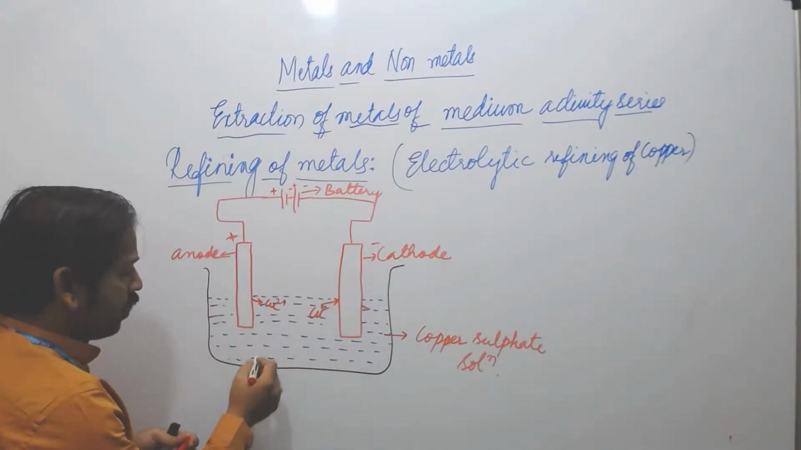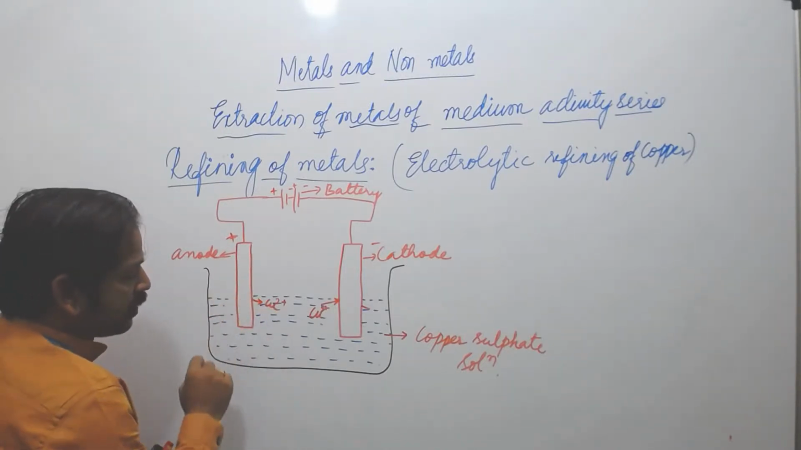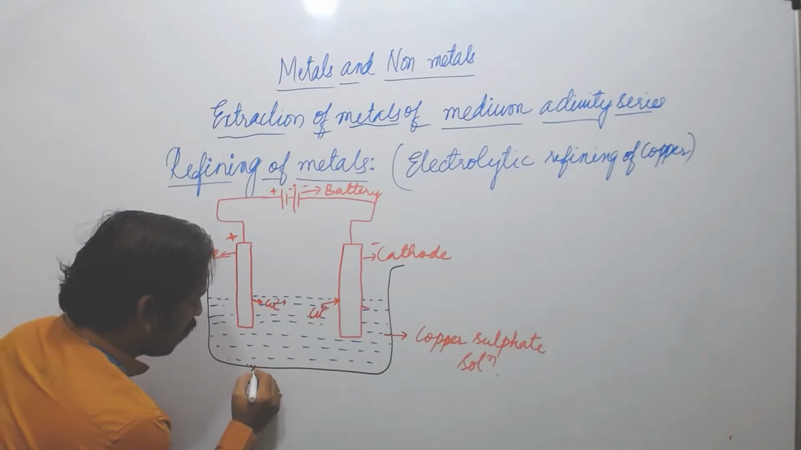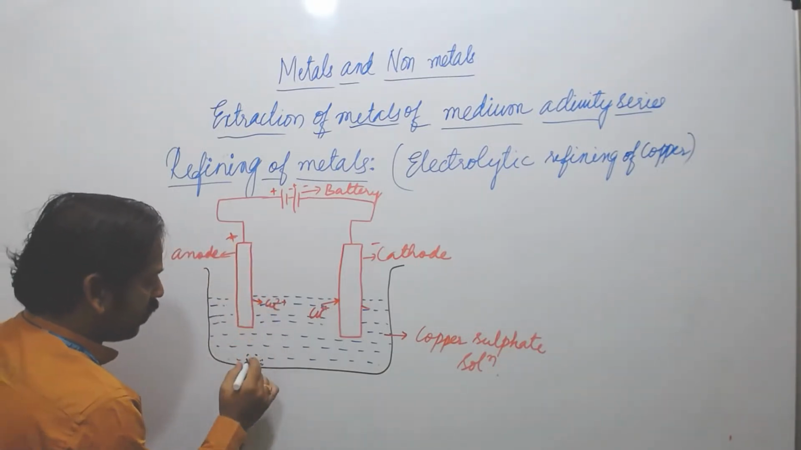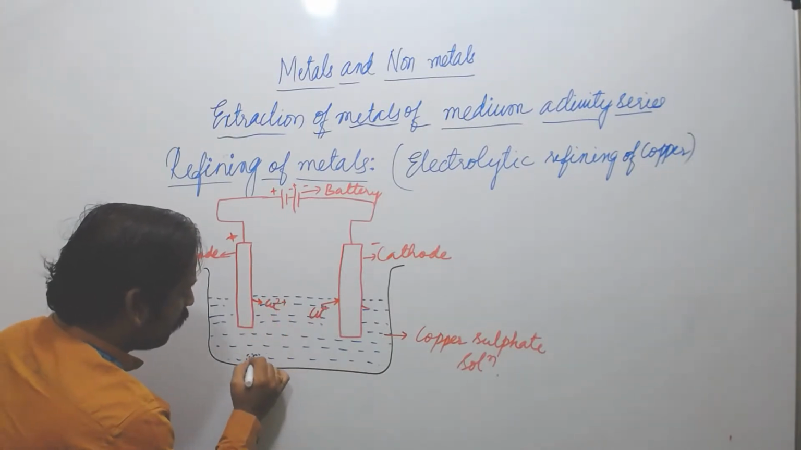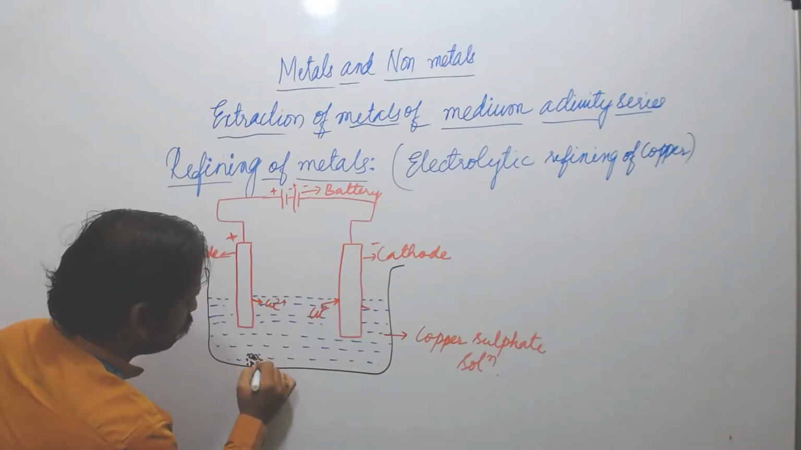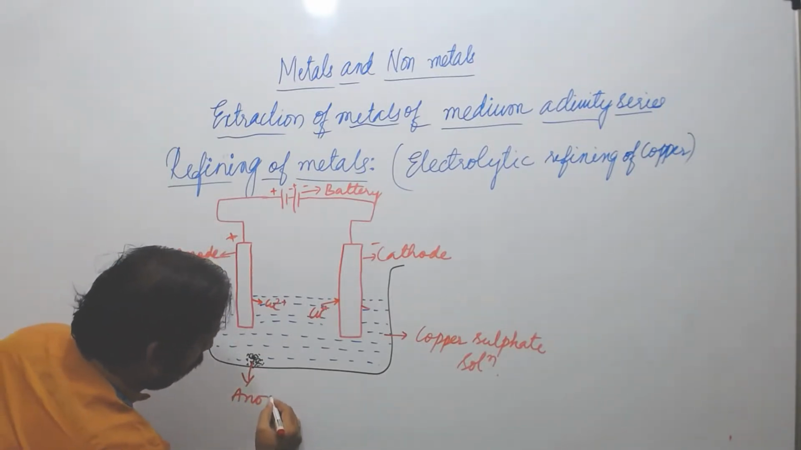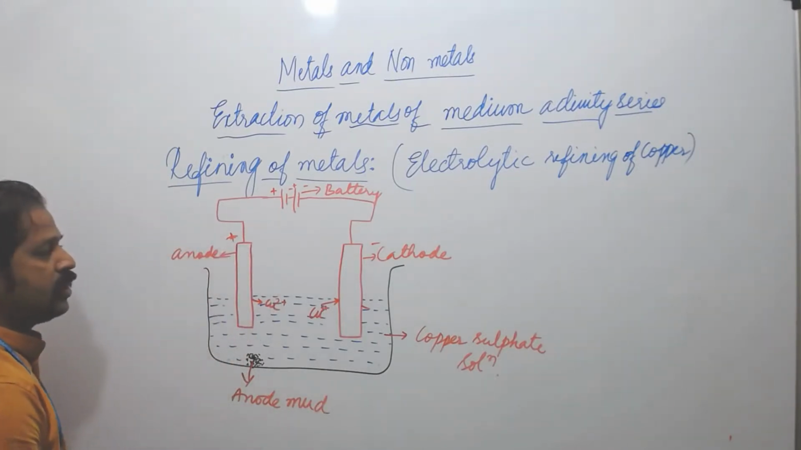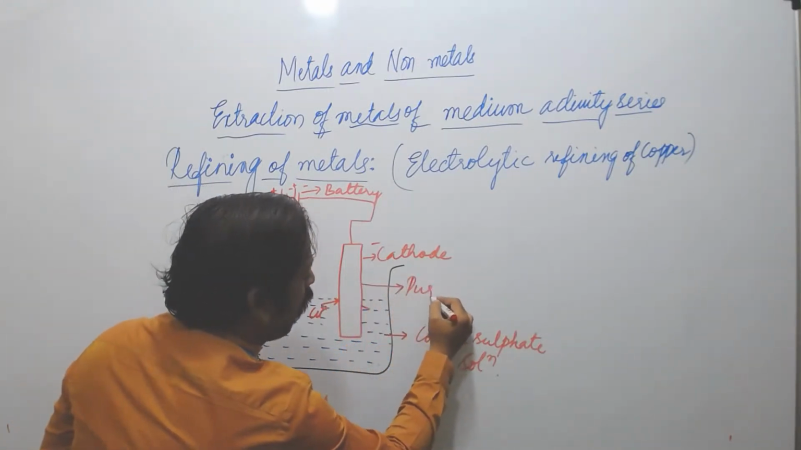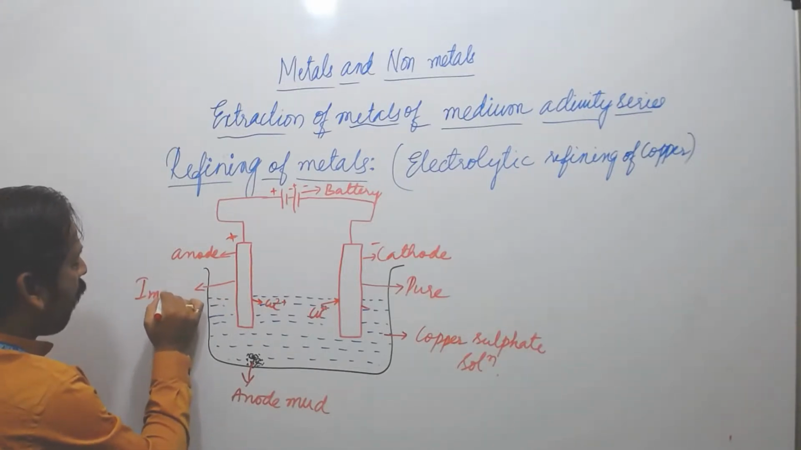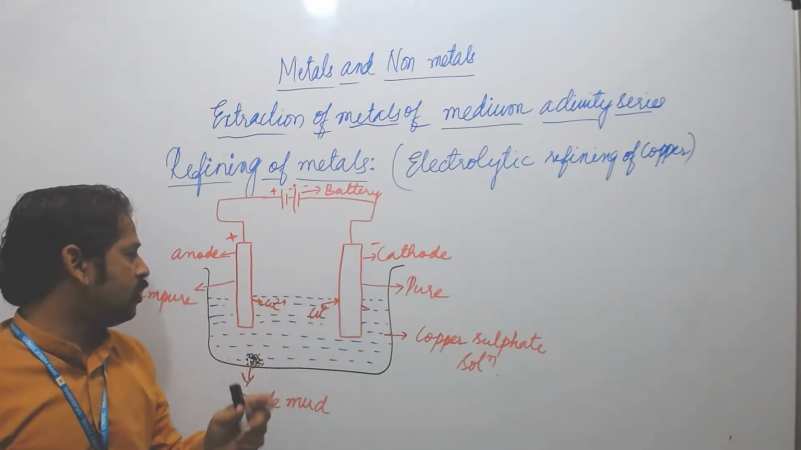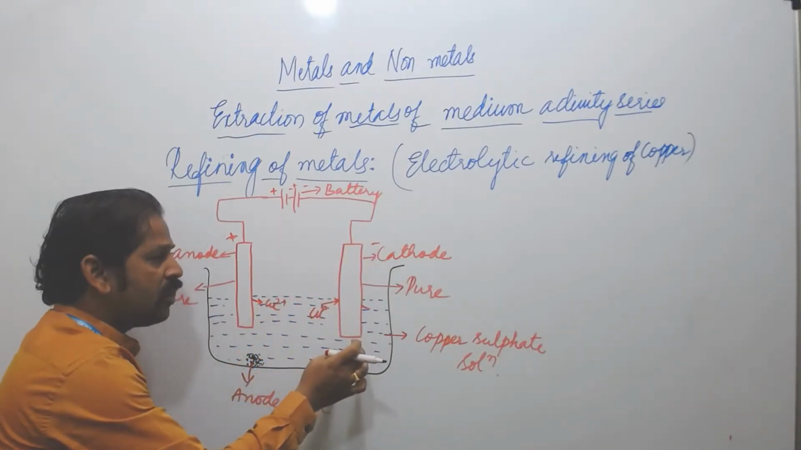Now, when the metal moves, automatically a lot of impurities will be there. Slowly they come, disperse in this chemical, and join here. It is called anode mud. Here we are getting pure copper, whereas here it was impure copper. The impure copper moves into the solution, and the pure copper moves towards the cathode. The anode will become thinner as the copper deposits on the cathode.